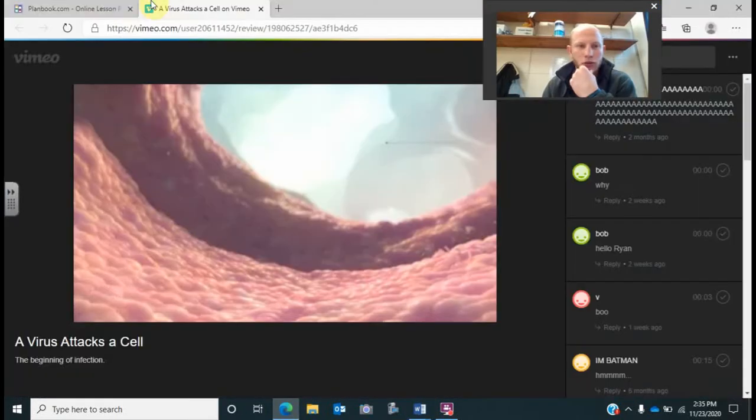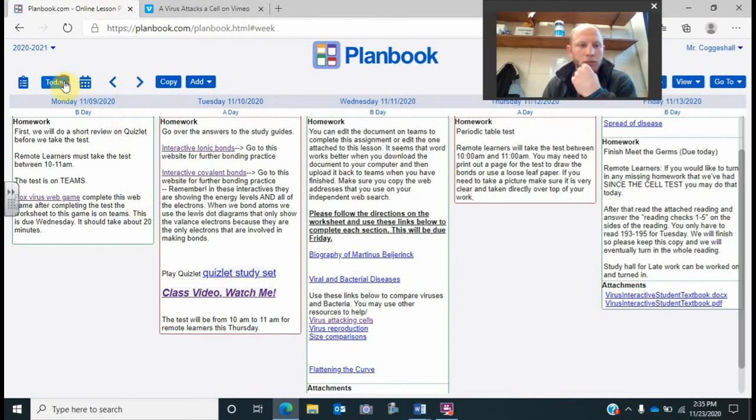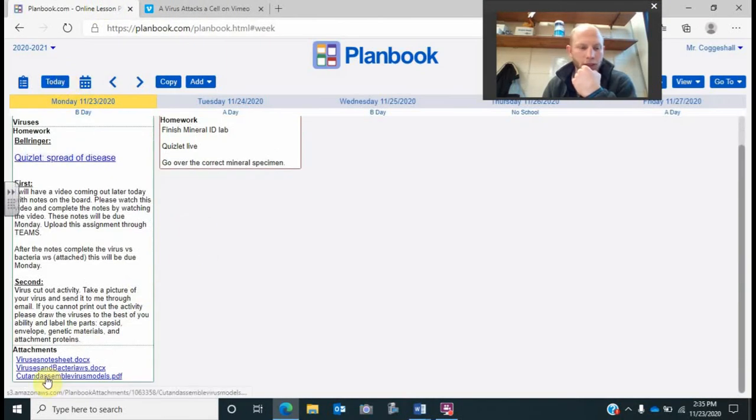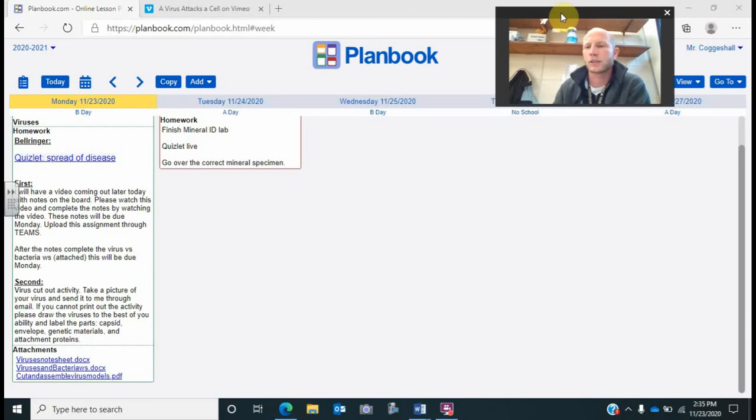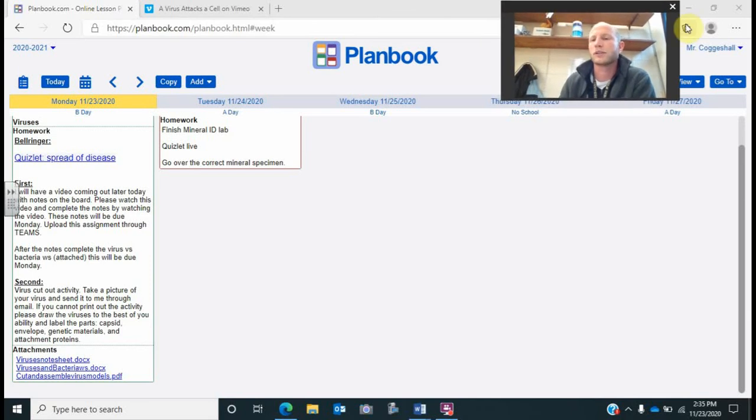your worksheet that you should have on Plan Book. Okay, so that's right here. Virus and bacteria worksheet. That's also on Teams. I prefer you to do it on Teams. Please make sure you guys are uploading this stuff to Teams. It makes it easier for me, so I know all of your guys' work in one place instead of having to figure out who emailed it to me this week or who submitted it on Teams the next week.